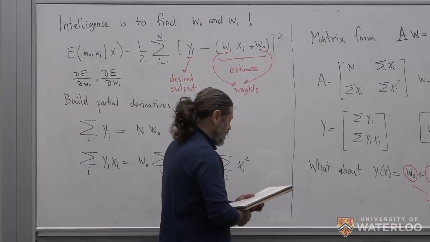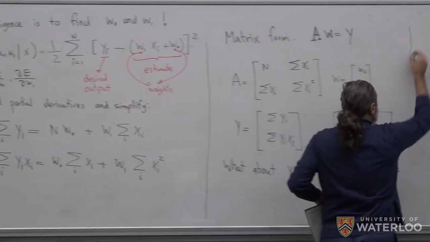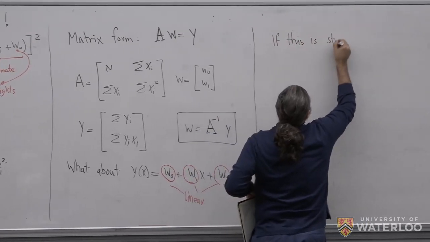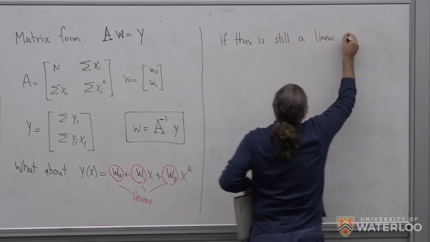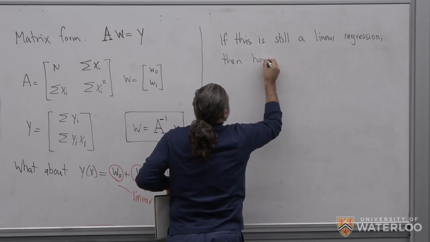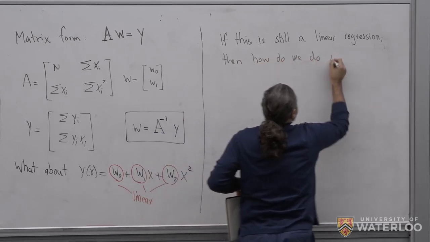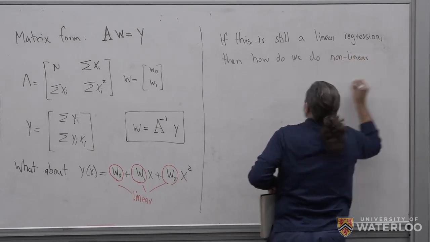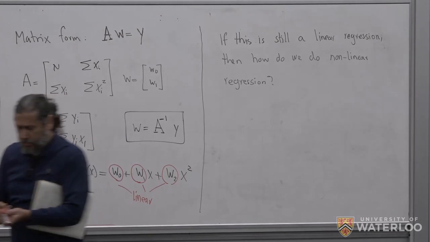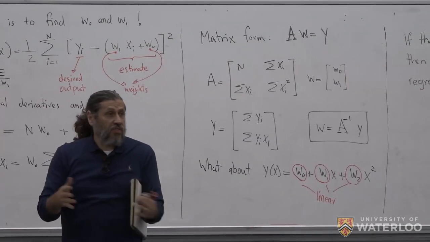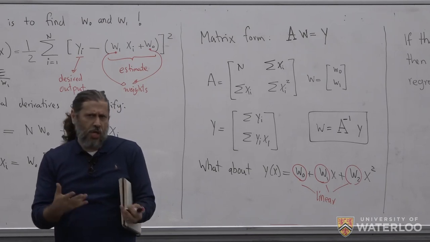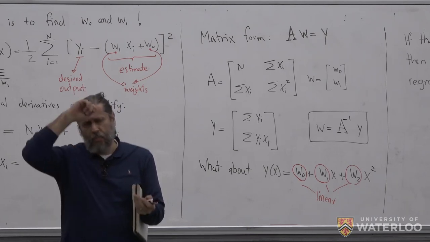So if this is still a linear regression, then how do we do nonlinear regression? What is nonlinear regression? So let's take a guess. Do you think face recognition is linear or nonlinear? Of course it's nonlinear. Illumination, change, the way that you are looking, you're smiling, you are crying, you have a baseball cap, it is highly nonlinear.